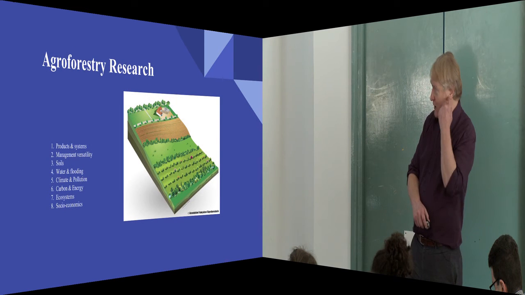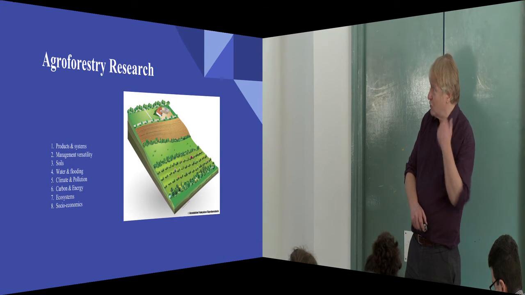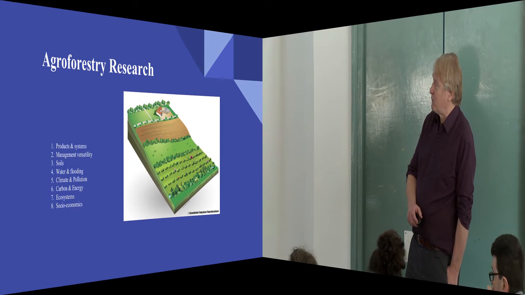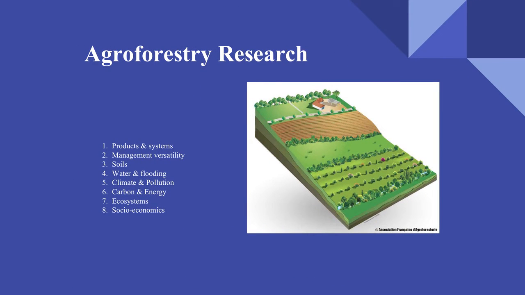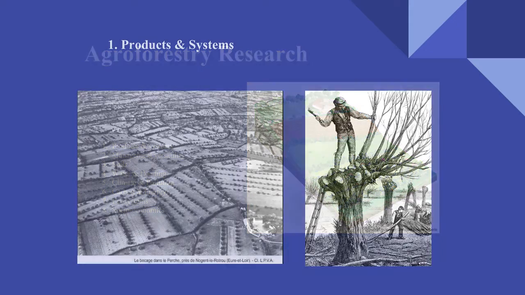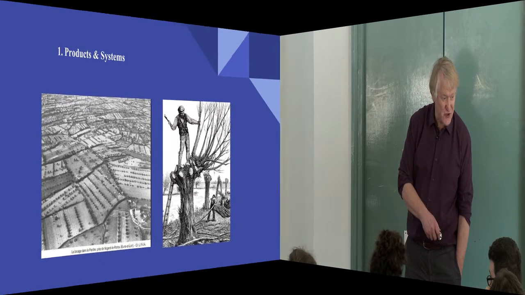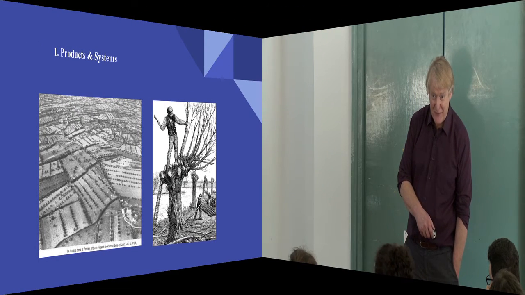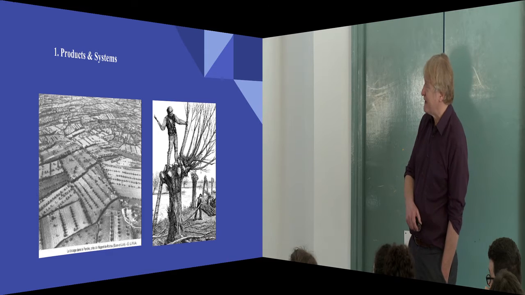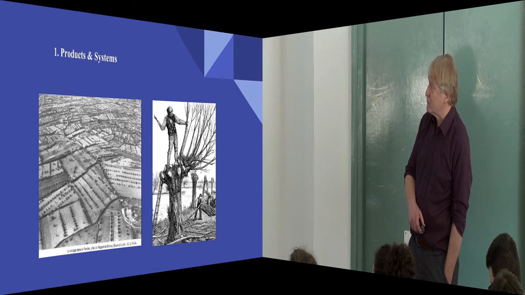Okay, turning to research. Those are the areas I'm going to be looking at: products and services management, soils, water and flooding, climate, carbon and energy, ecosystems, and then a little bit about economics. First point to make in terms of products and systems is that it is a very old system. Pliny the Elder wrote a treatise on how to manage trees and cereals together. So it's been going on for as long as that, and it was well understood.